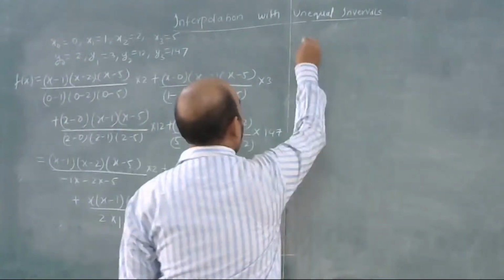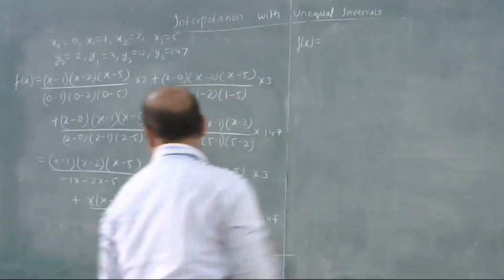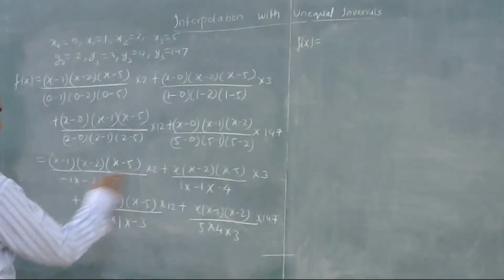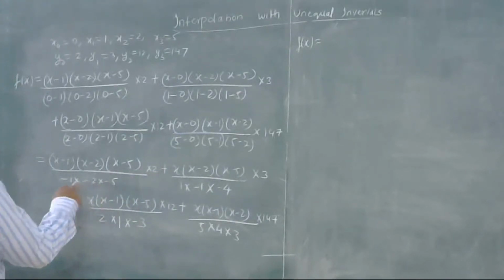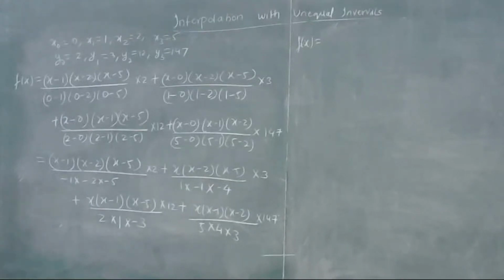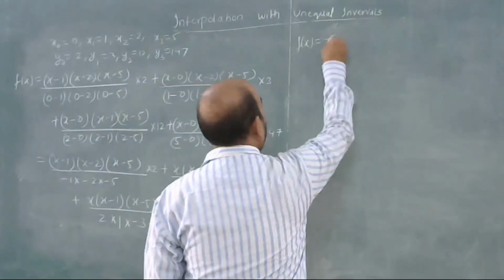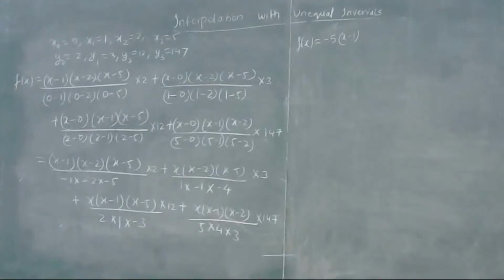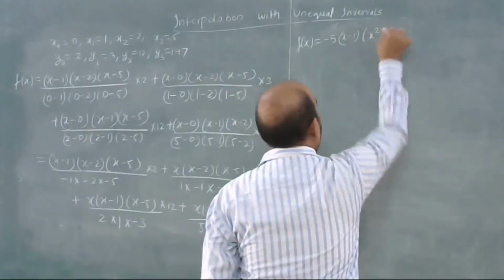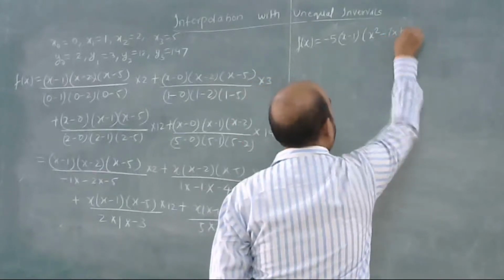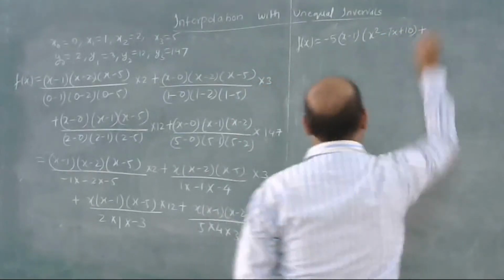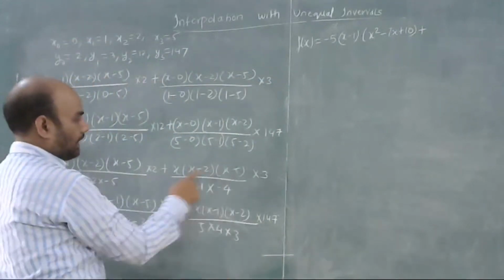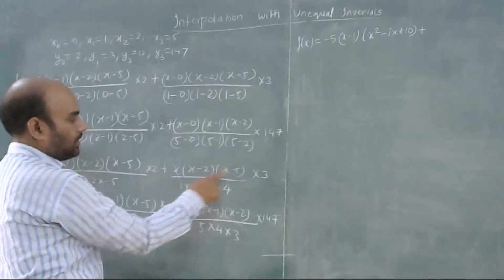You can write directly f of x is equal to, so this is 2, the 2 will get cancelled out, it is minus 1, this will be minus 5. Okay? So this is minus 5, x minus 1, and this is x square minus 7x plus 10. So this can be written as x square minus 7x plus 10. Plus, we can write this directly, this will be x square minus 7x plus 10.